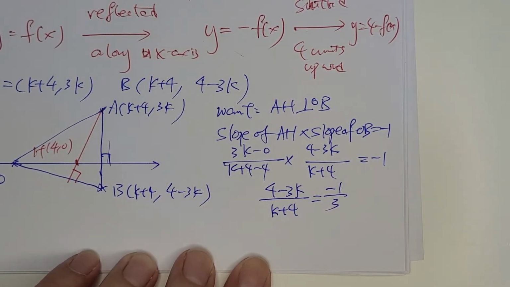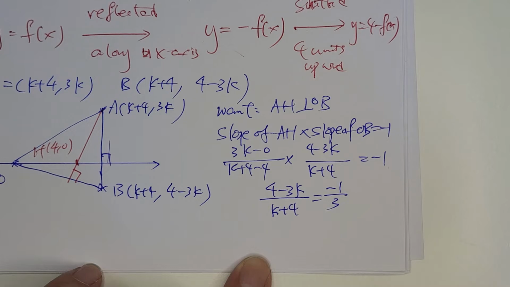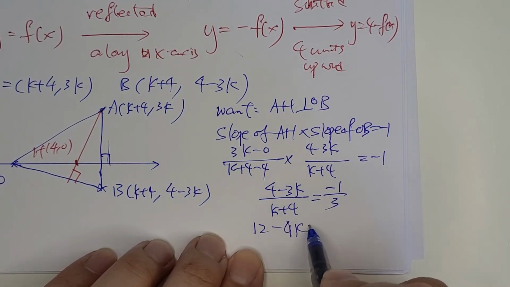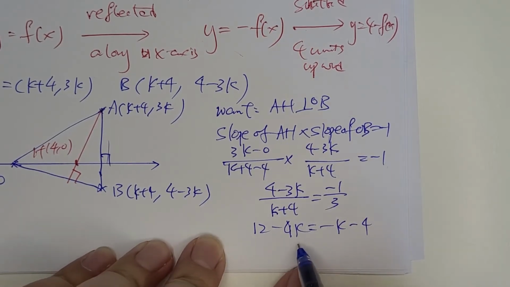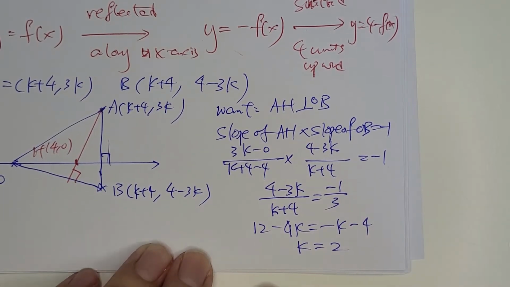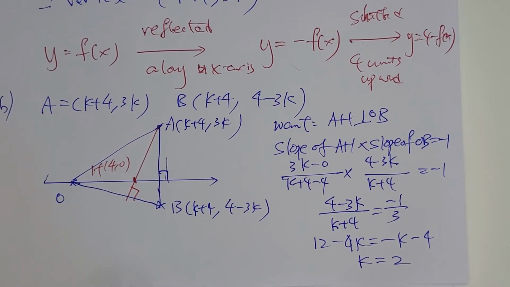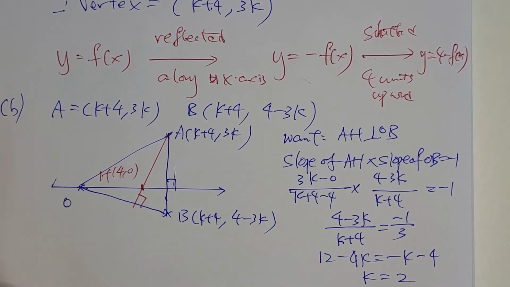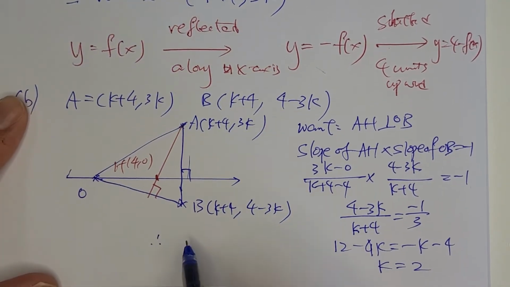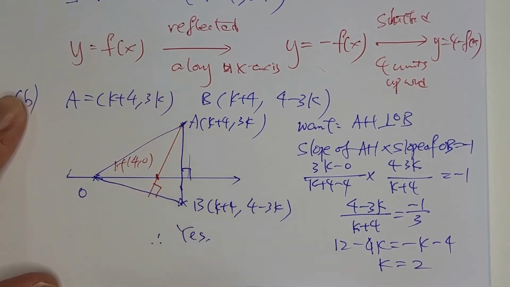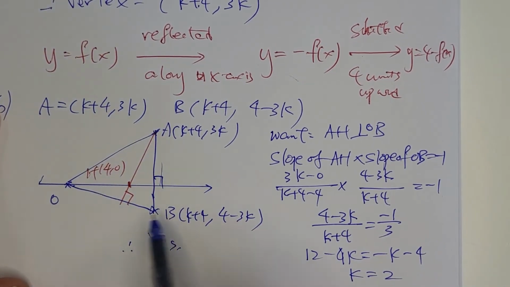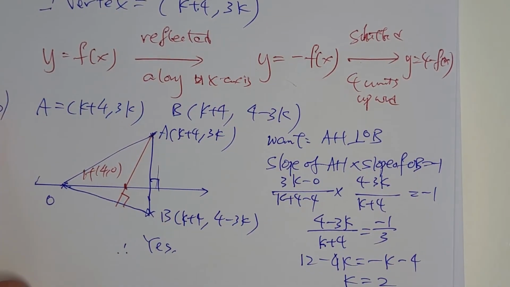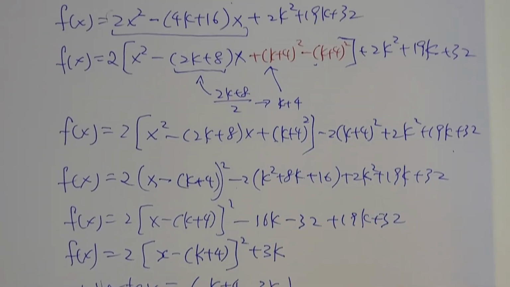The value of k may not be so beautiful, maybe a fraction, it doesn't matter. The key point is we can find such a value of k. 12 minus 9k equals negative k minus 4. So you can find k equals 2. Therefore, when k equals 2, then the orthocenter of triangle OAB would be (4, 0). Therefore, yes, it is possible. When k equals 2, then we can make it. Okay? If you cannot solve k, that means it could not be made. Okay? So that's the end of question number 3.